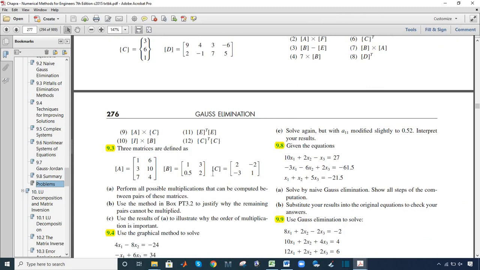Move toward next question 9.3. These are the three matrices given. First part is perform all the possible multiplications that can be computed between pairs of these matrices. In this case, you can multiply A with B, means you can find the answer of A multiplied B, and A multiplied C, and B multiplied C, and C multiplied by B, and you can also find the answer of B multiplied with itself, means B multiplied B, and also C multiplied by C.